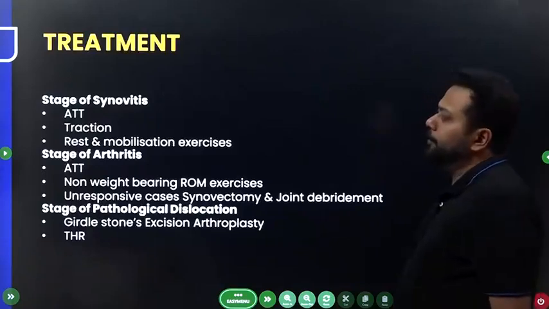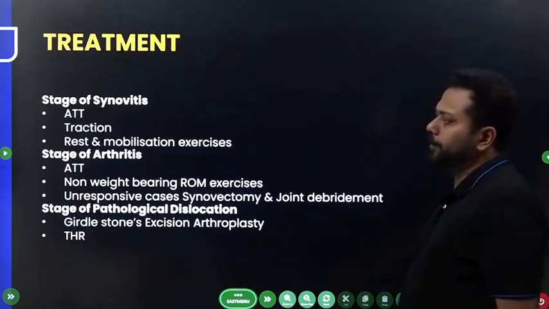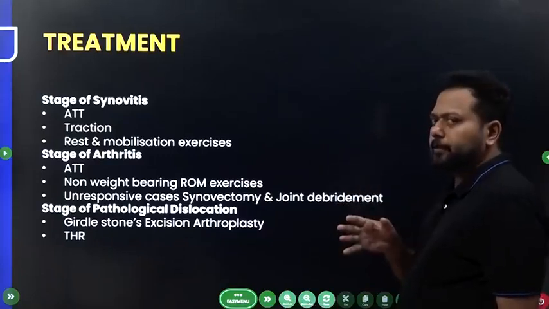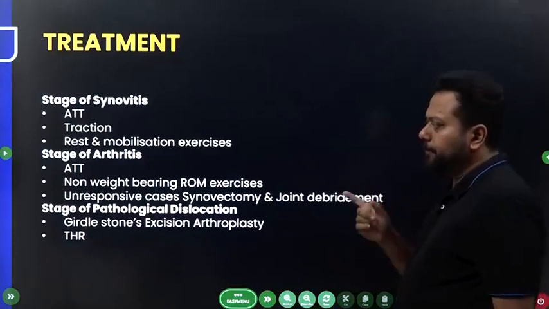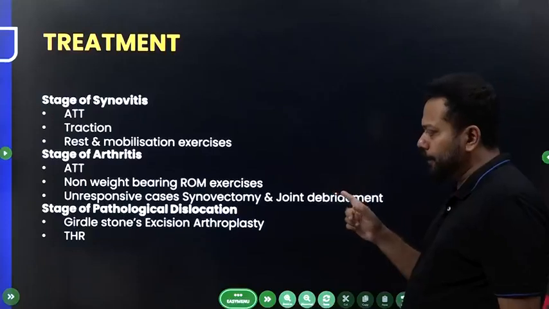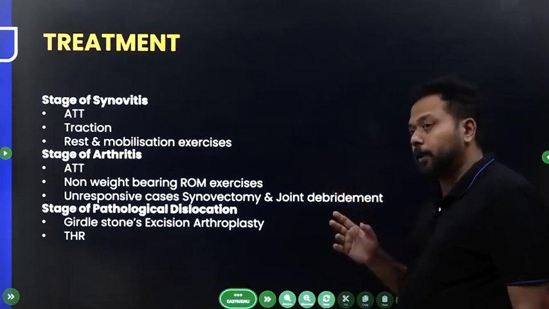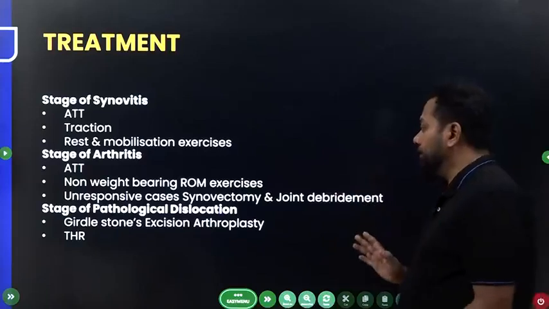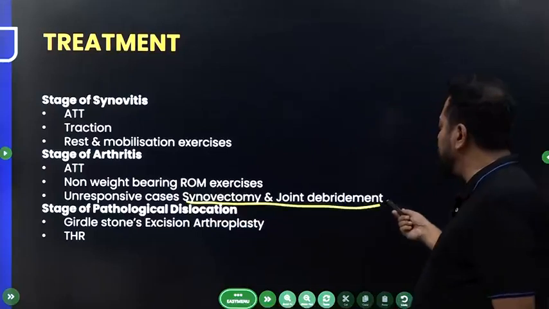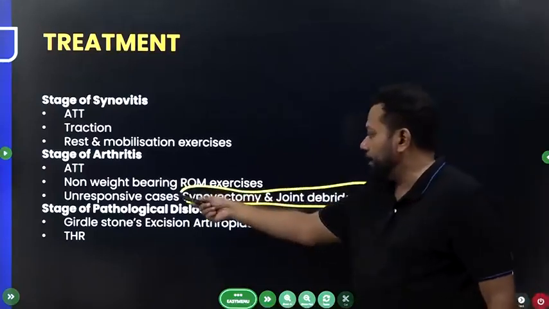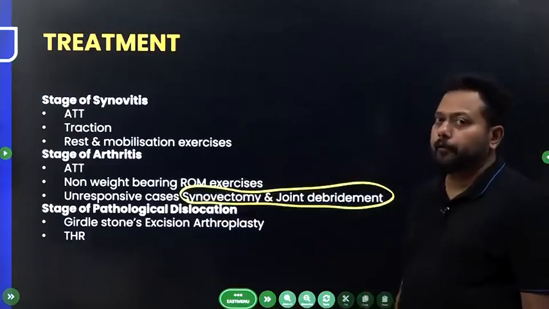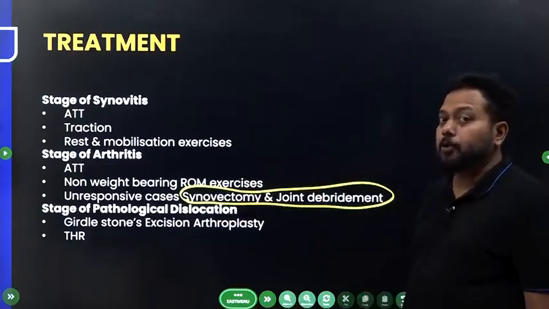Then coming to treatment of tuberculosis of the hip. Stage of synovitis: just rest, skin traction, ATT. If it is the stage of early and late arthritis: ATT, non-weight bearing, range of movement exercises, and in unresponsive cases you have to go for synovectomy and joint debridement. This was a recent question: treatment of choice in the arthritis stage of tuberculosis of the hip is synovectomy and joint debridement.